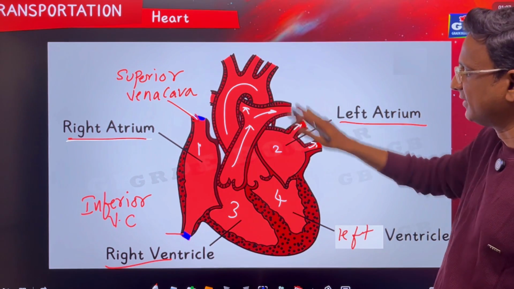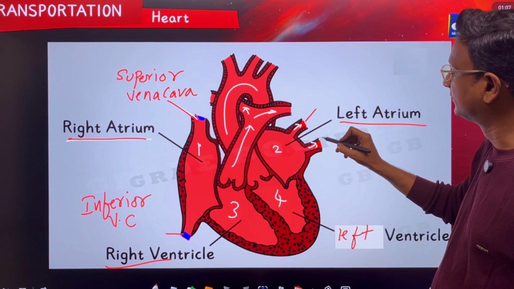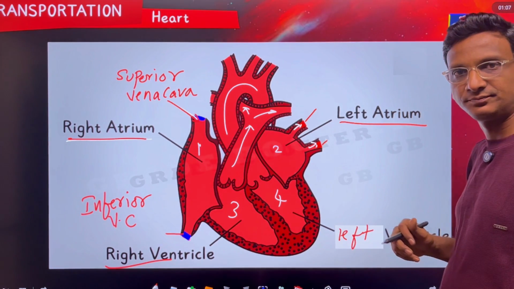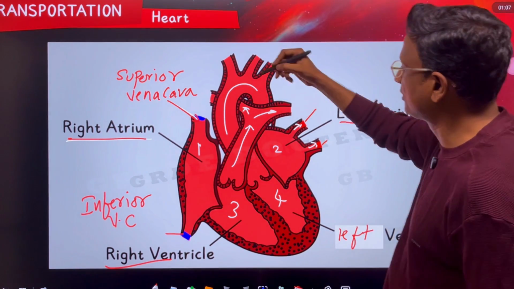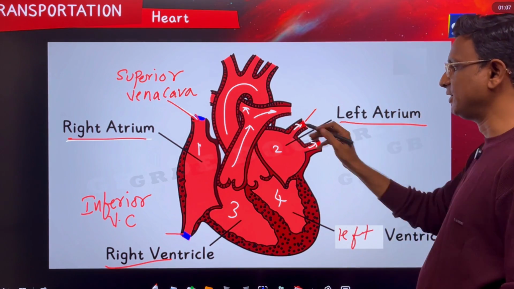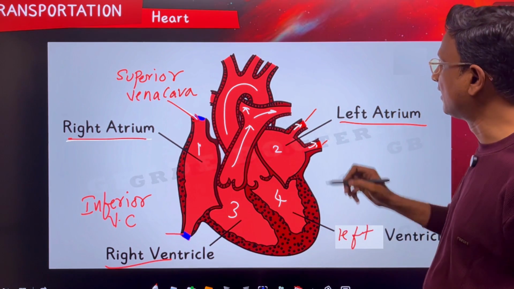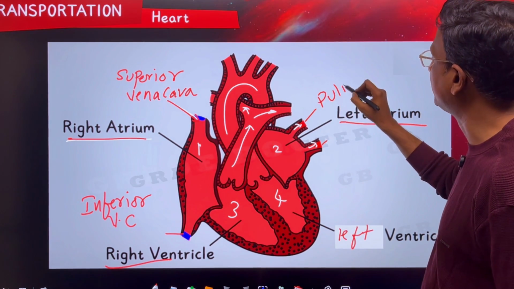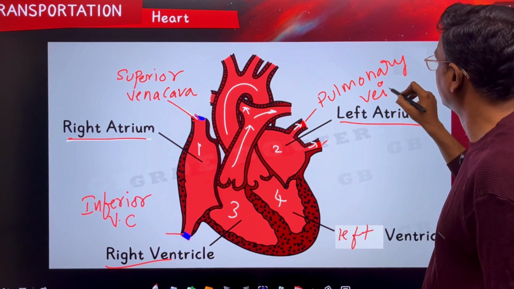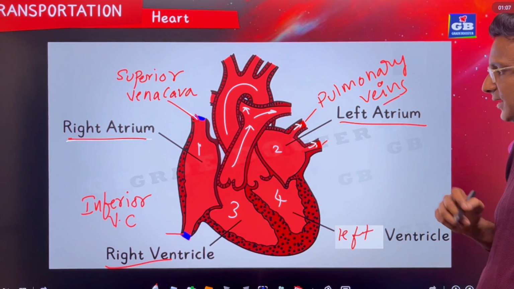Now let us see the other blood vessels. Here we see 2 blood vessels. And there are 2 more blood vessels of the same kind, but in this diagram they are not seen. So what are these blood vessels? These are pulmonary veins, right?